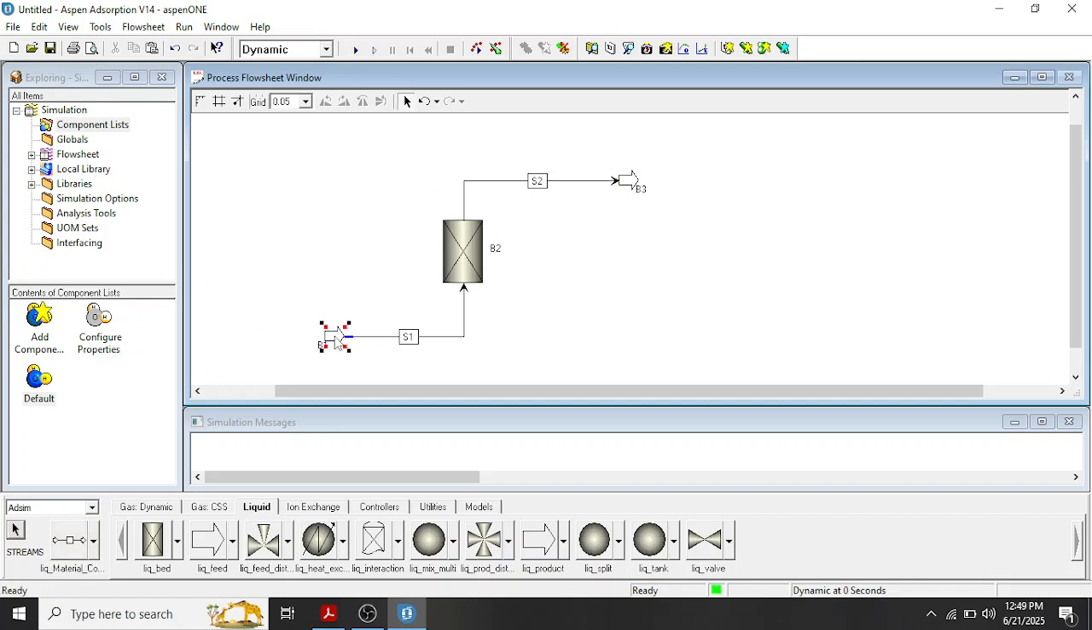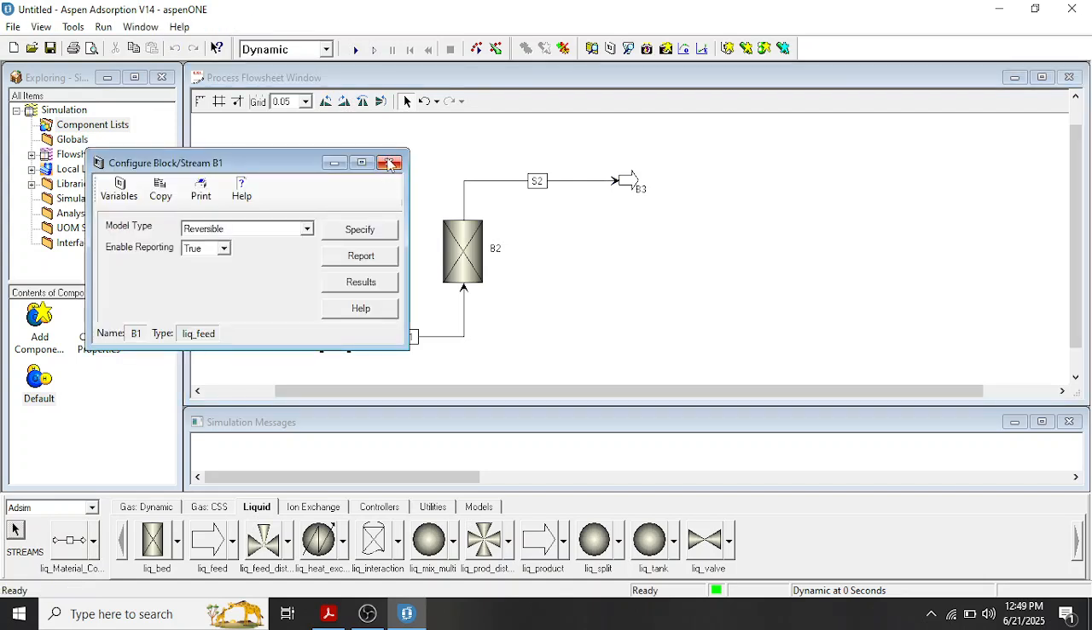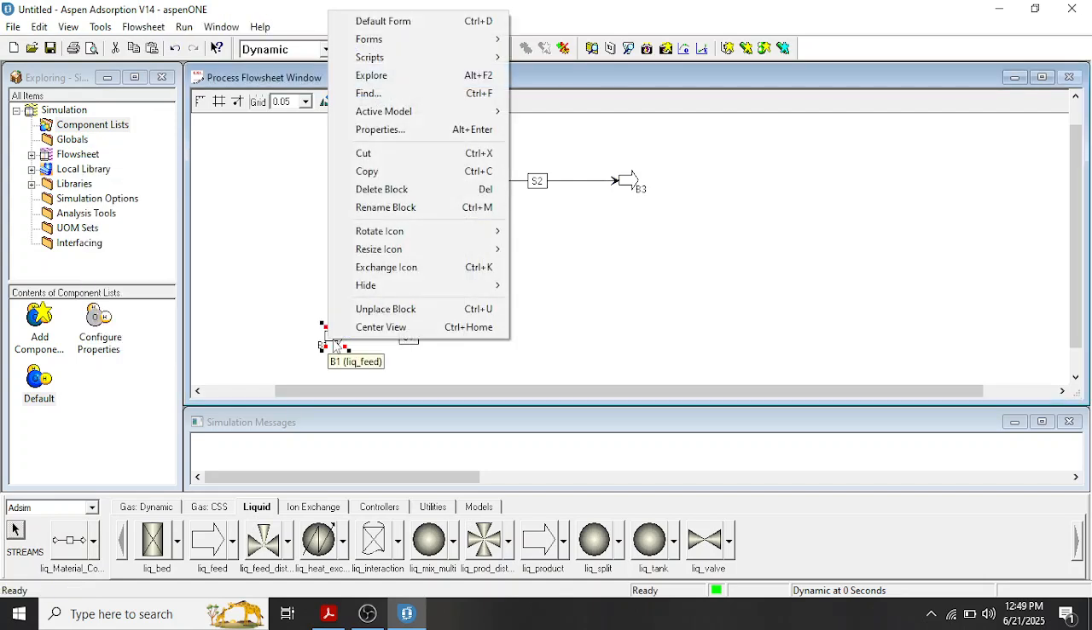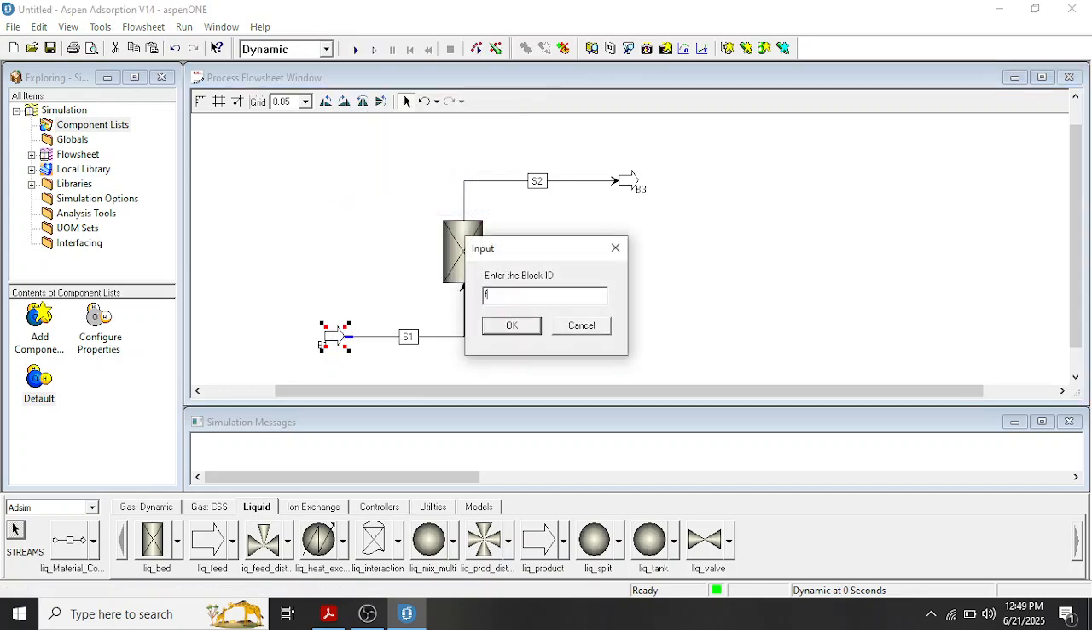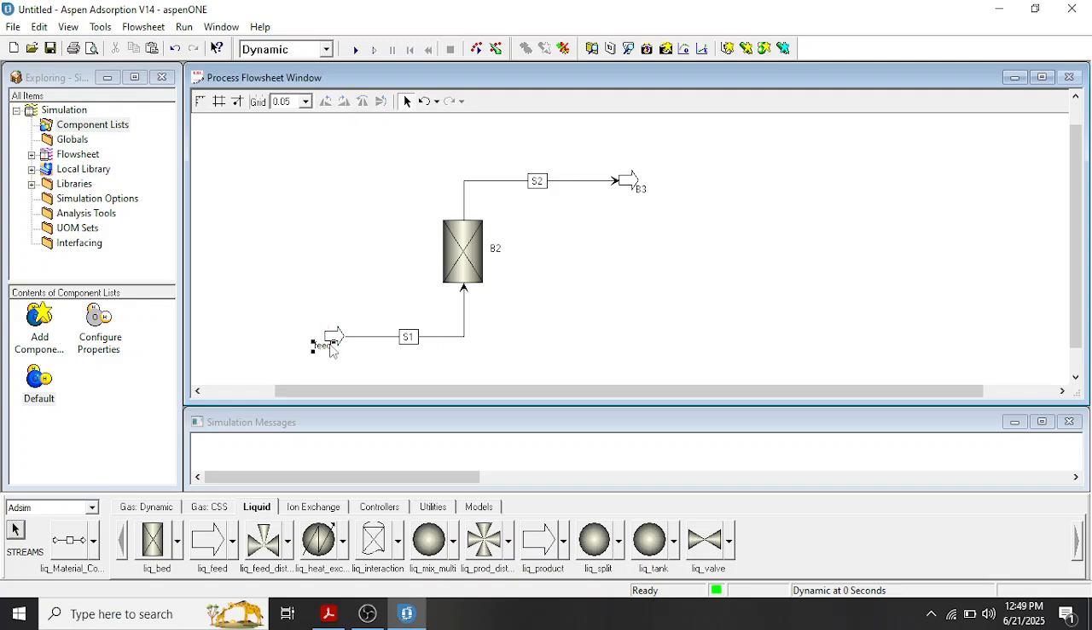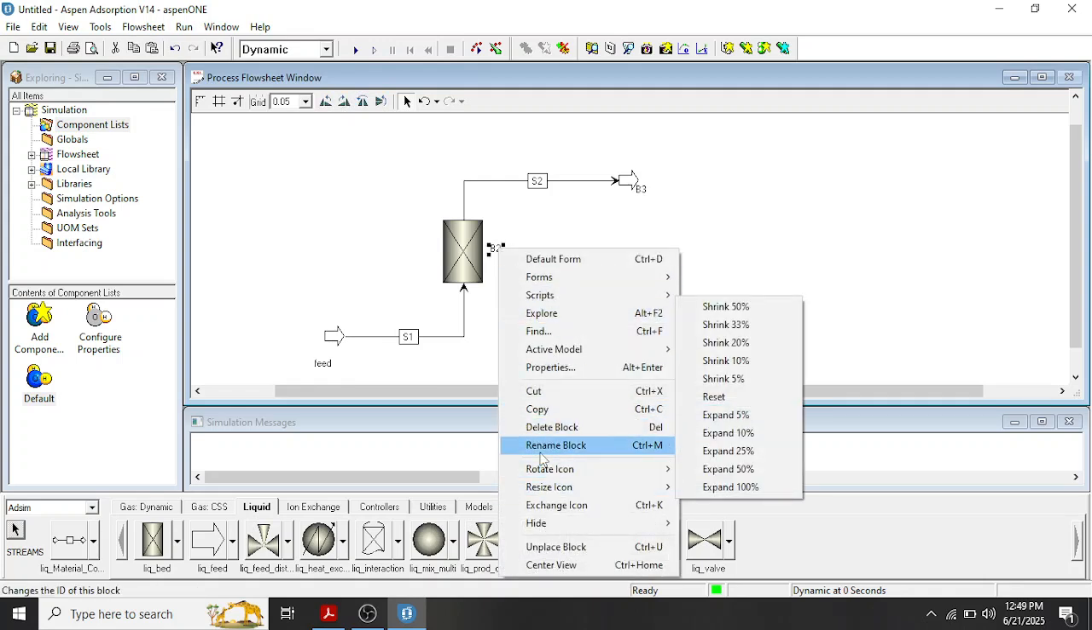Now this is the feed. Double click on the feed. You can rename it. For example, click on this one, and here rename block. So you can rename it like this, feed. Click on OK. Now this is feed. Here you can see feed. This is the bed. So you can rename the block.